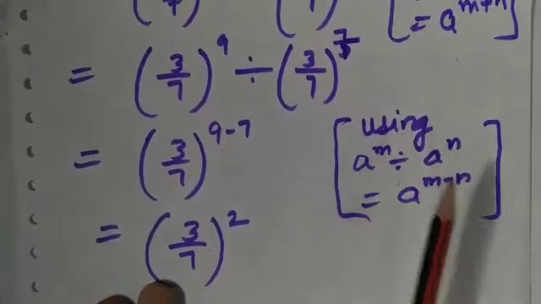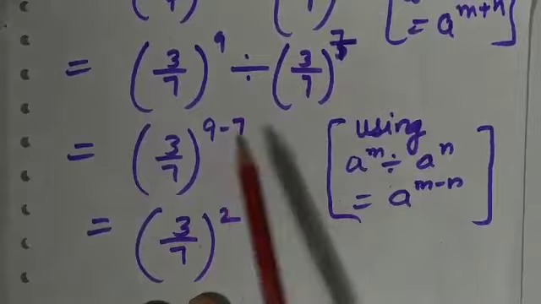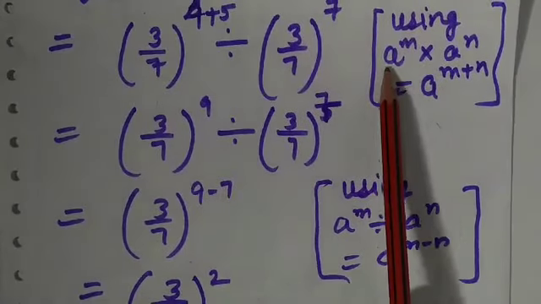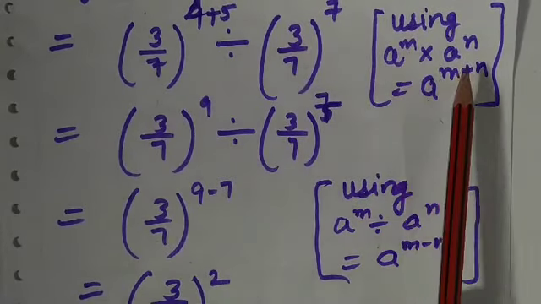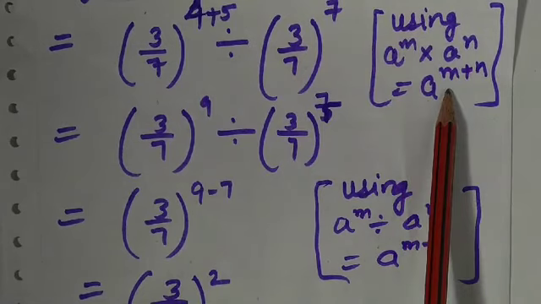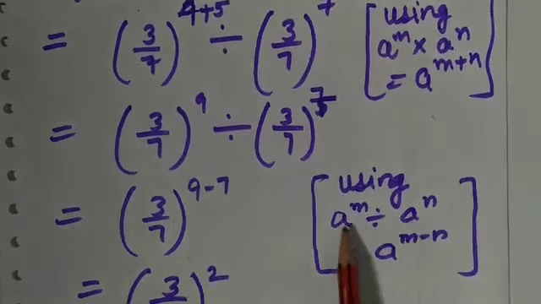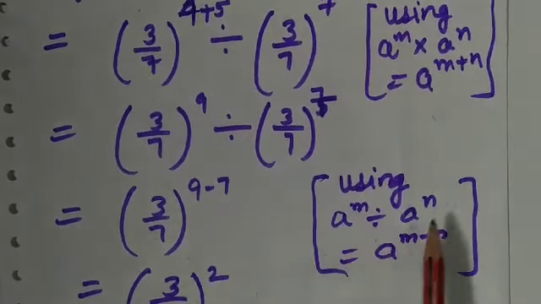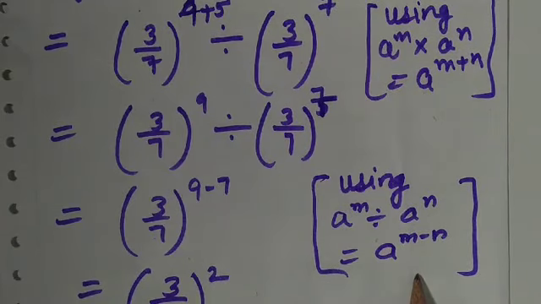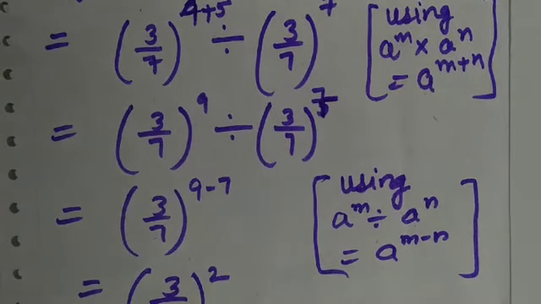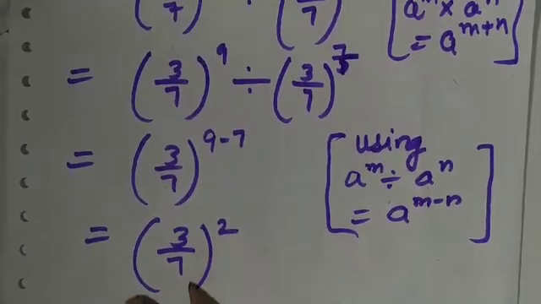Wherever you are applying the laws, you have to mention them. Here I have applied 2 laws. First one, a raised to the power m into a raised to the power n is equal to a raised to the power m plus n, and second one, a raised to the power m divided by a raised to the power n is equal to a raised to the power m minus n. So its answer is (3/7) whole raised to the power 2.